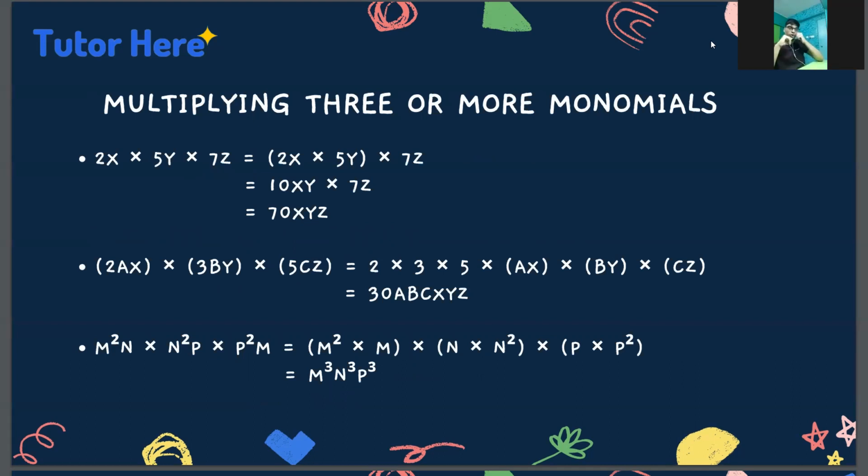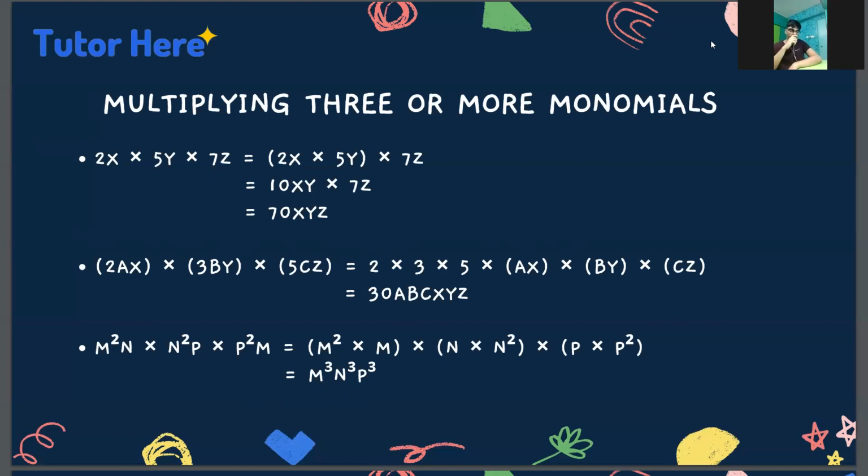Multiplying 3 or more monomials. Here, while multiplying 3 or more monomials, there are 3 methods. We can see it through the example. In the first method, we multiply the first two terms and then multiply the result with the third term. As I have done in the first example, I have multiplied 2x and 5y, and then later I have multiplied it with 7z. In the second method, following the multiplication method, we club the coefficients together and the variables together. That's what I've done in the second example.